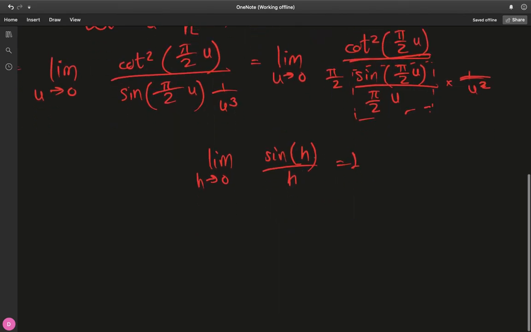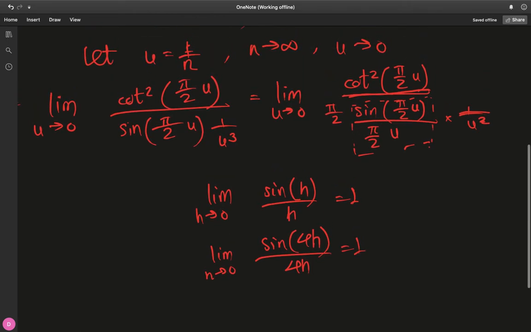So whatever the angle was, say that angle was 4h, for example, we need to match the angle in the denominator, have a 4h in the limit as h goes to 0, then only we'll have 1. We can't have sine of 4h over h in the limit as h goes to 0 being equal to 1. We need to match the angle and the denominator. That's why I multiplied and divided by pi over 2u, so that we match the angle. So by this very nice property of trigonometric limits, this will become 1.